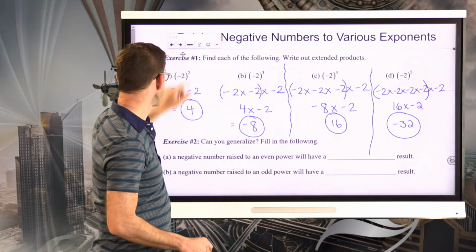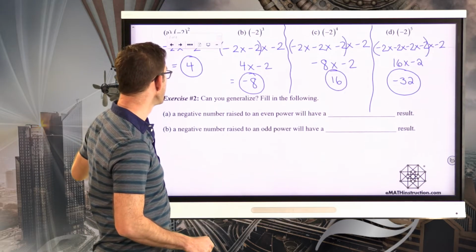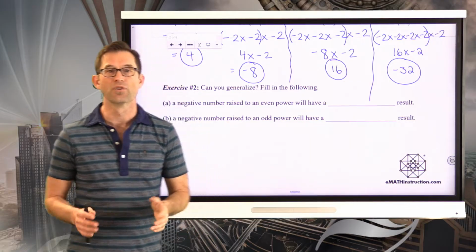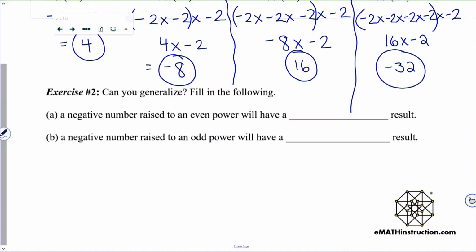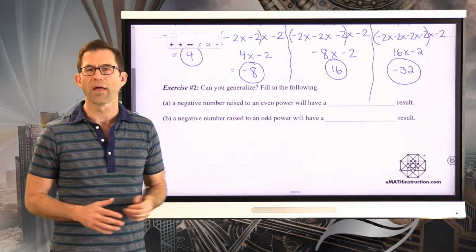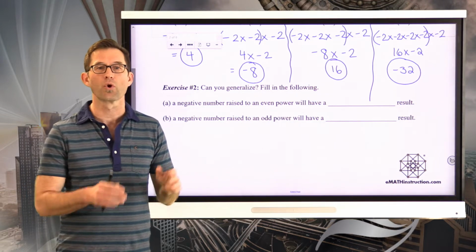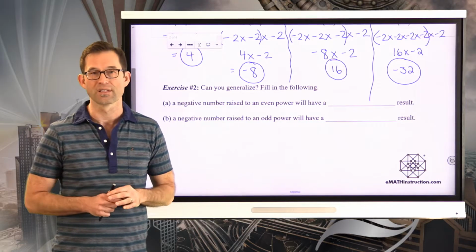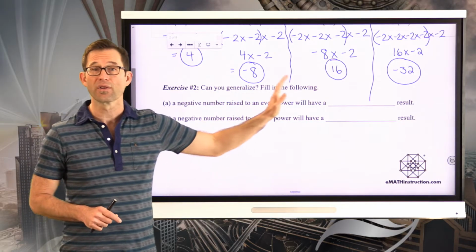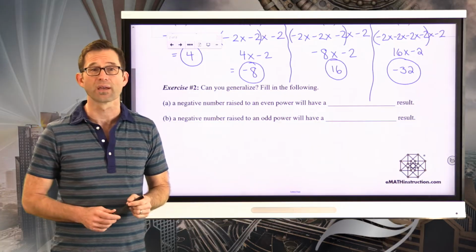Now all of this leads us to kind of a cool conclusion that we can talk about in exercise number 2. So let's bring that up right here. Exercise number 2. Can you generalize? Fill in the following. A negative number raised to an even power will have what kind of a result? And a negative number raised to an odd power will have what kind of a result? So think about that. And what I'd like you to do is in these two blanks, either put in the word negative or the word positive. And you can figure that out by kind of looking at that last example. Take a look for a second.